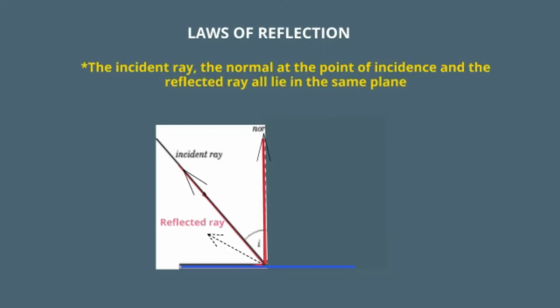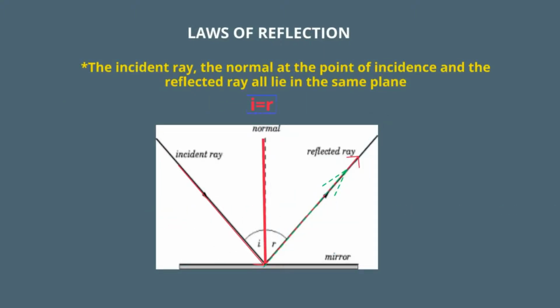The incident ray and the normal are in the plane of paper, whereas the reflected ray is not in this plane. This violates our second law, hence the ray will not be reflected in that direction. This is just not possible. It can be only like this. I will be equal to R and they will lie in the same plane.